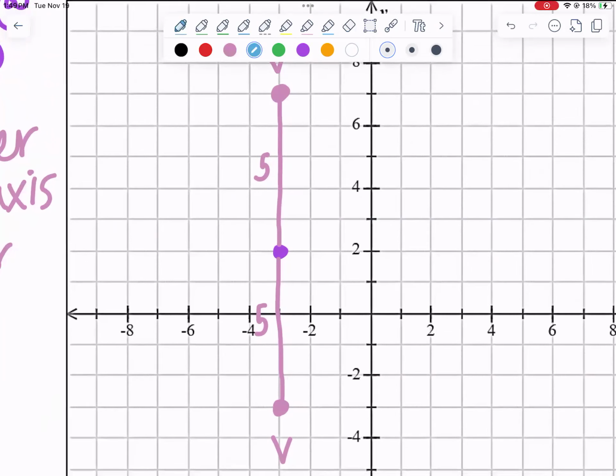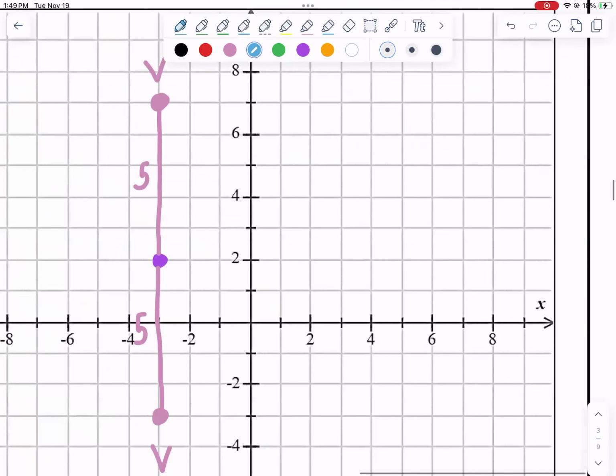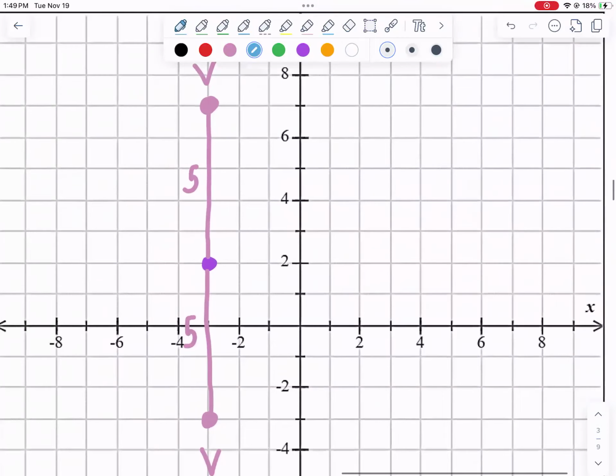So this was 5 units up. To plot the co-vertices, I'm going to use my b value, which is 3, and I'm going to go 3 units, maybe mark this on here, left slash right of the center. So 3 units to the right. This is going to be a co-vertex. 3 units to the left, another co-vertex. This is 3, this is 3.